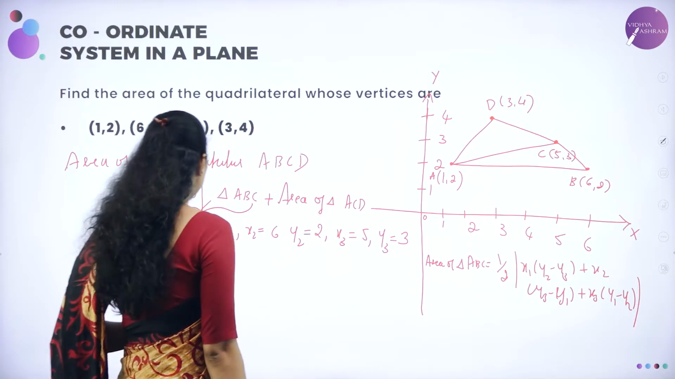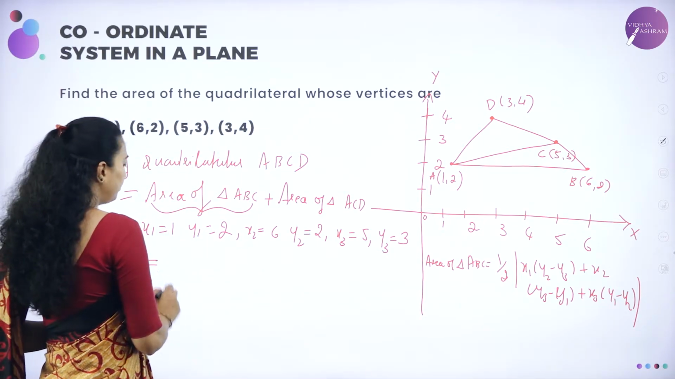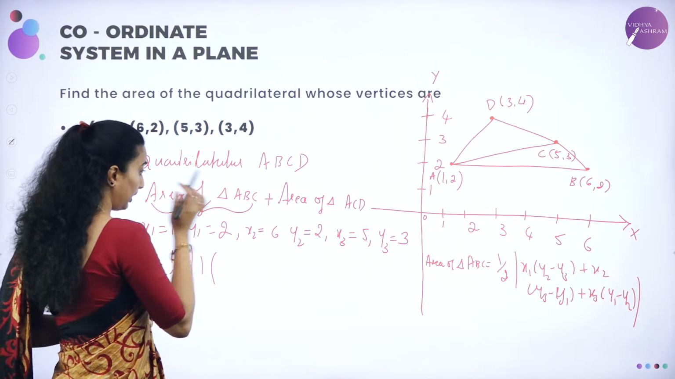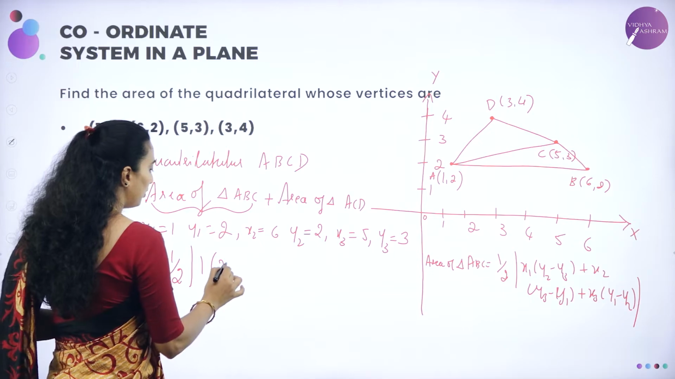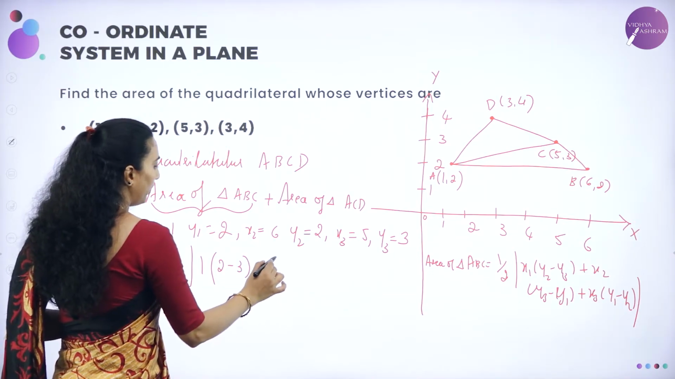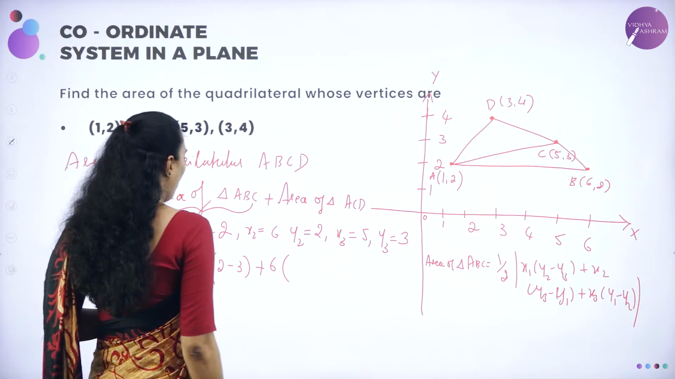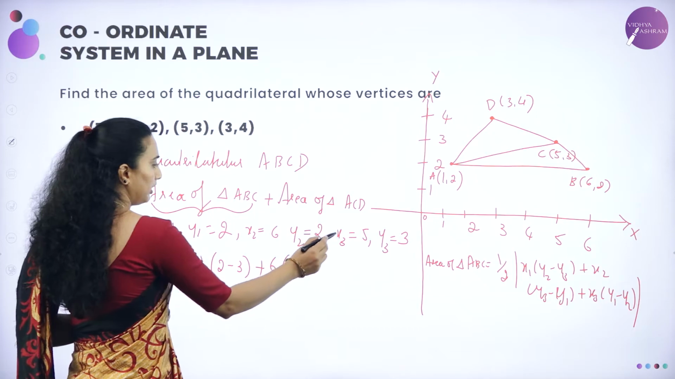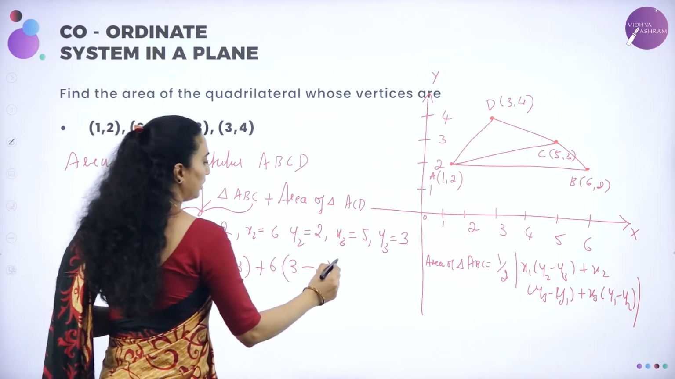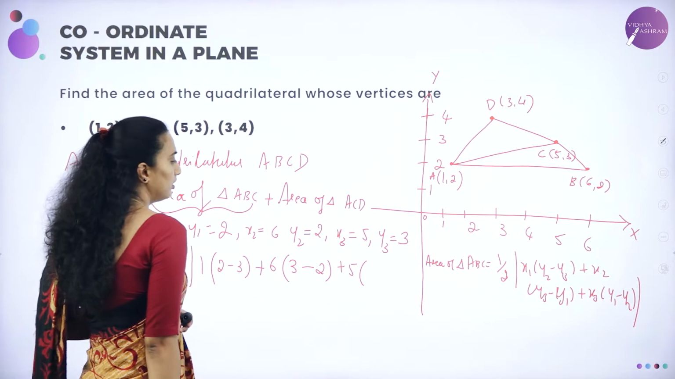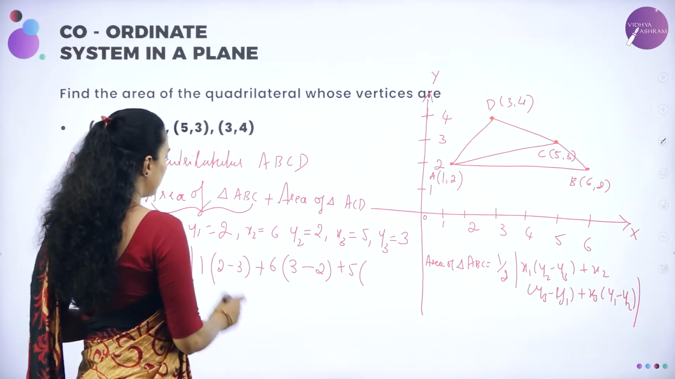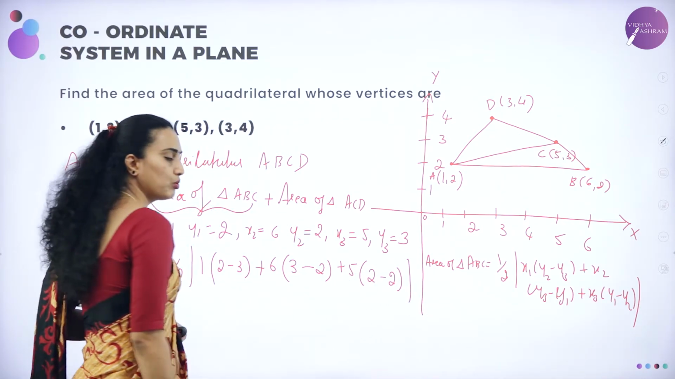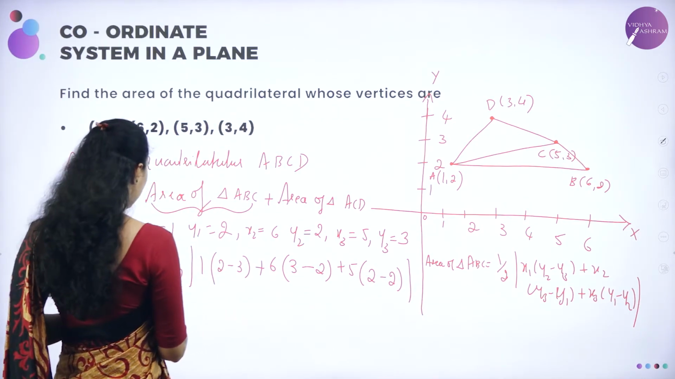So based on that I am going to substitute, which will be equal to half into, what is x1? x1 is 1 into y2 minus y3, that is 2 minus 3, plus x2 into 6 into y3 minus y1. So y3, 3 minus y1 is 2, plus x3 into, x3 is 5 into, you are going to have y1 minus y2, which is y1, 2 minus 2. So 2 minus 2 will be 0, 0 into anything will be 0 itself.